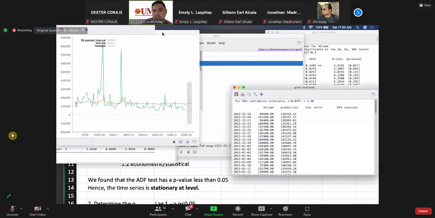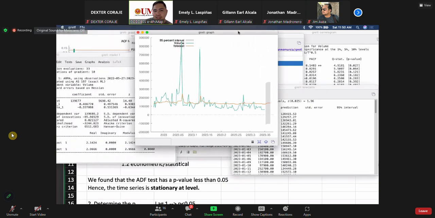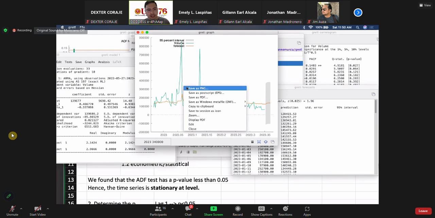So this is now your graph for your forecast. So anong ibig sabihin nito? Kining green is your actual stock market data. Itong orange is based on your ARIMA model 101. This is the forecasted data. So kung tanaw na to, ako rin din i-copy dito. So copy to click.